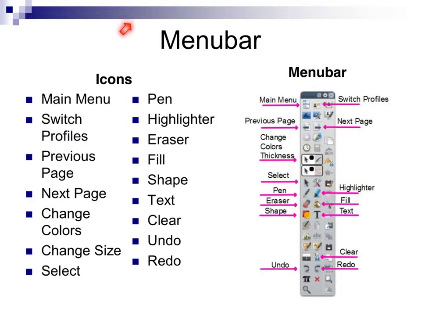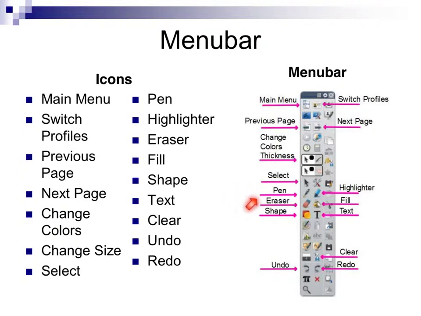The menu bar. The menu bar has a wide variety of icons, and I've only chosen a few icons that we're going to cover in this. There's the main menu, there's the switch profiles, previous page, next page. You can change the color and the thickness of your pen as well as your highlighter. This is your select tool. This is where you will use anything. You will select the arrow when you want to move anything on your Flipchart to a different location.